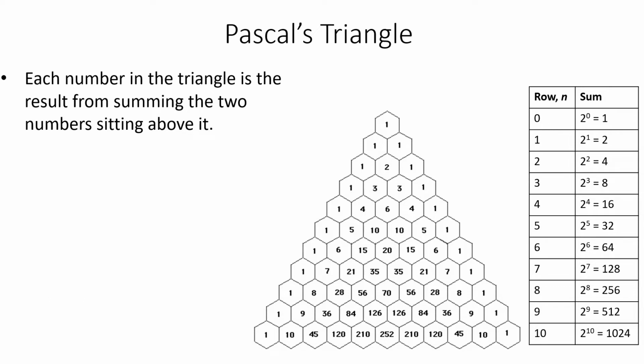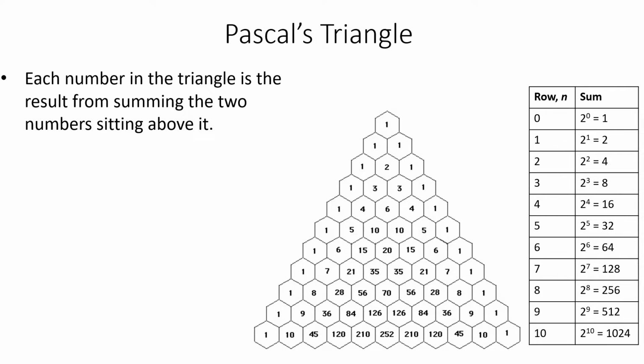Now with 2 or with 4 coin tosses, it was very simple just to do it by hand, multiplying out the h plus t to the n. But for slightly larger numbers, it's easier just to consult Pascal's triangle. And we've got Pascal's triangle on the screen here.